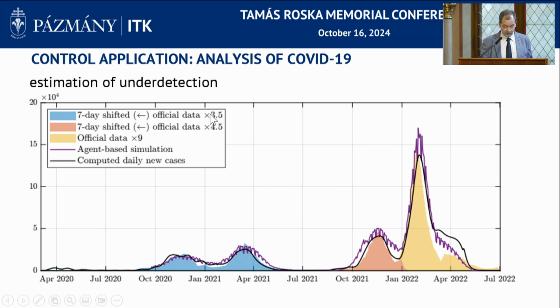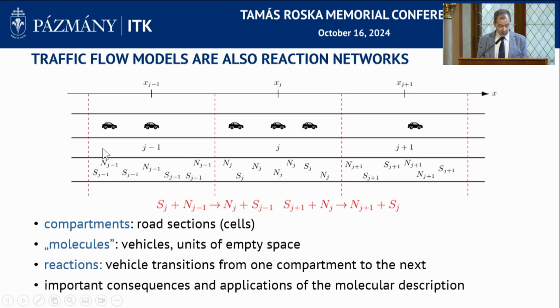According to our computations, it was around 3.5-fold during the first waves, then 4.5-fold, and when the Omicron appeared, it was more than 9, at least 9. And these results matched quite well to other results computed very much later using traditional statistical methods. The last result is a recent one. This is from this year.